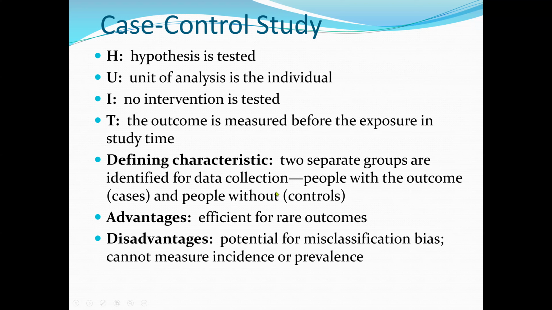Also, the defining characteristic is that we may have two separate groups identified for data collection. People with the outcome, those who have the disease, are called the cases, and people without the outcome are called the controls. The potential weakness of case control studies, again, is an inability to calculate the incidence or prevalence of the outcome.